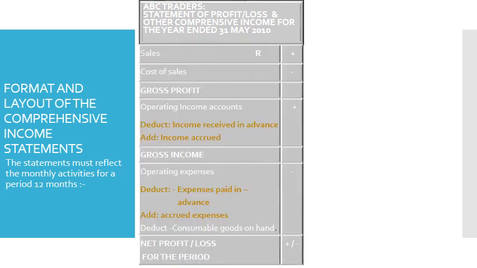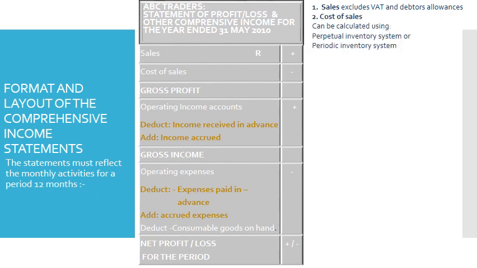The first line will always be sales, calculated as turnover or sales excluding VAT after deducting the debtor's allowances or sales return. It will be followed by the cost of sales, which will be calculated using either the perpetual inventory system or the periodic inventory system. Cost of sales on the statement will be deducted from sales to arrive at gross profit. It will be followed by listing all the operating income accounts. For example, your rent received, your discount received, your interest received, interest on savings, and so forth.